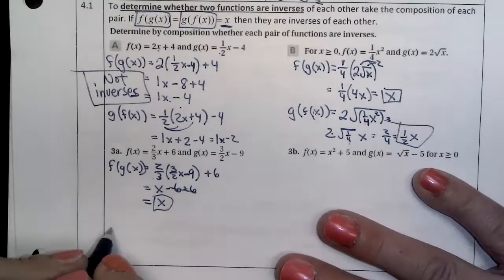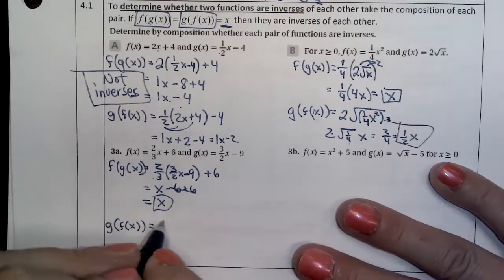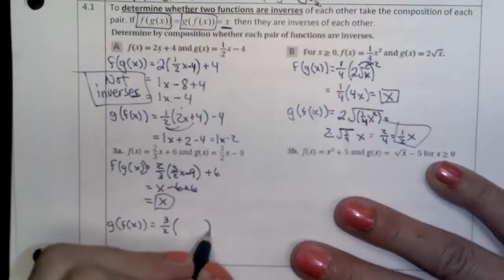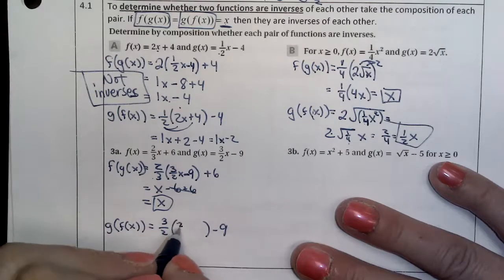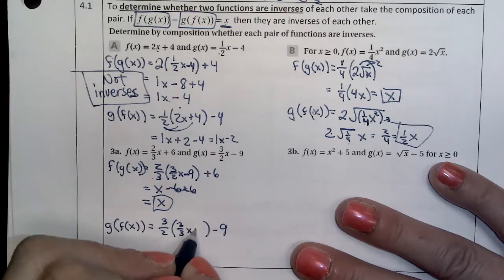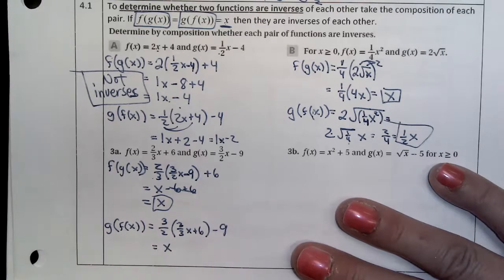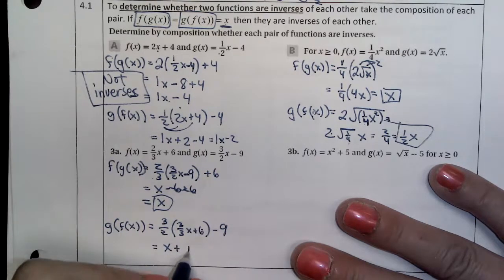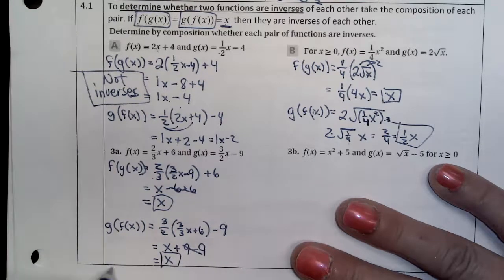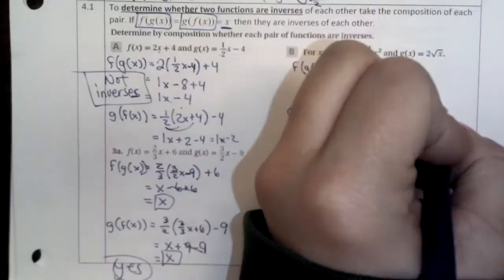Okay, but now we need to check our g of f of x, because remember, both of them have to equal x. So I have 3/2 my x minus 9. And my x value now is my f function, so that's going to be 2/3x plus 6. So 3/2 times 2/3 x is just x. 3 times 6 is 18, divided by 2 is positive 9, minus 9. And my answer is x. So yes, these are inverses. The one before was not.